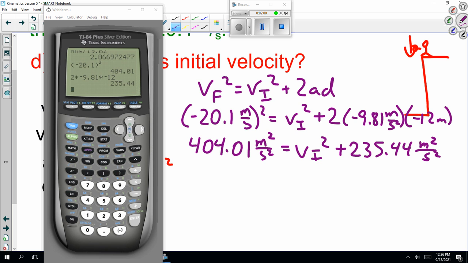Now be careful here, because all these negative signs can get confusing. But notice here, a negative number squared is positive, and two negative numbers, negative 9.81 and negative 12, multiplied become positive. That's usually the biggest thing you screw up on, plus the minuses. Now, from here on in, it's pretty straightforward. V initial squared plus 235, so subtract 235 from both sides.